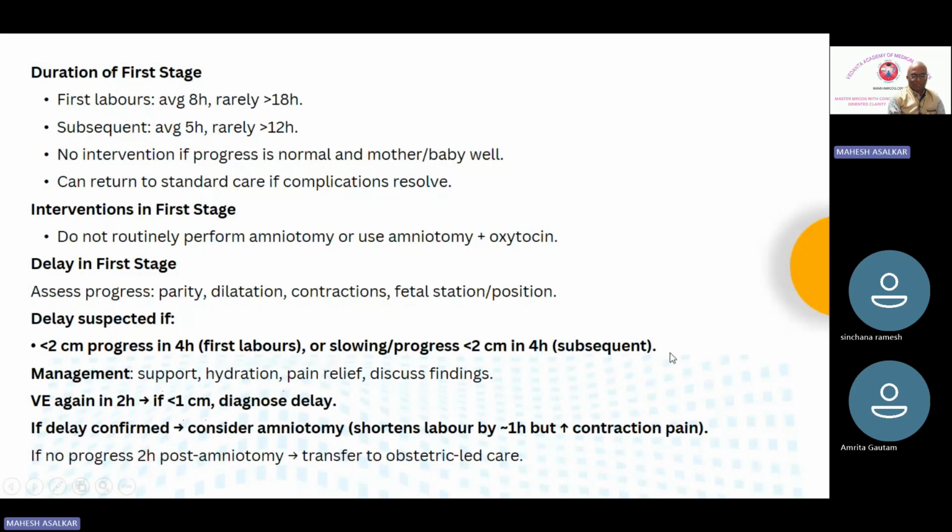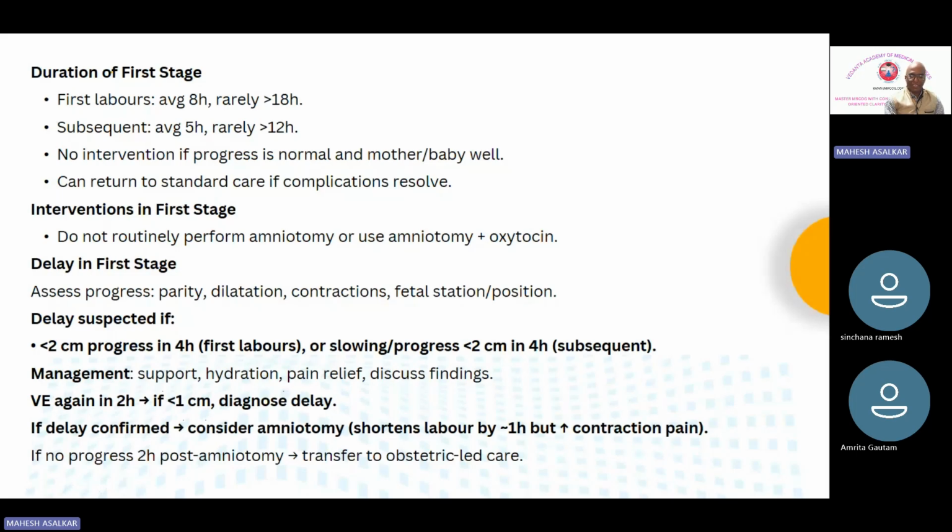So when the progress of the labor is normal, per vaginal examination is always every 4 hours. But when you suspect the delay, that is less than 2 centimeter dilation in 4 hours, then the next per vaginal examination should be within 2 hours. And if in the next 2 hours there is less than 1 centimeter dilatation, then you confirm that it is a delay of the first stage.